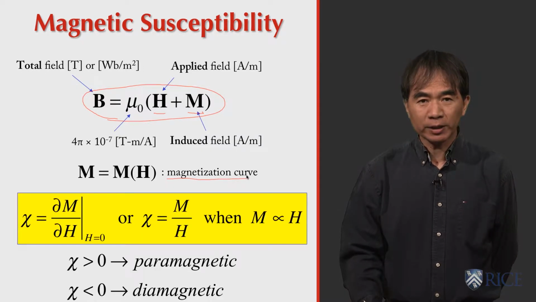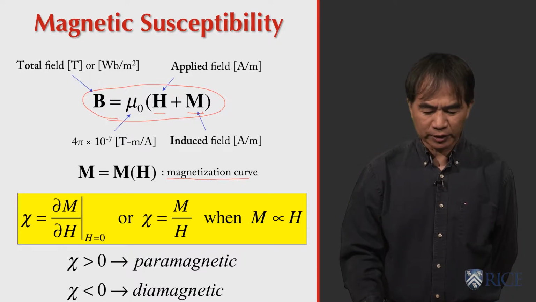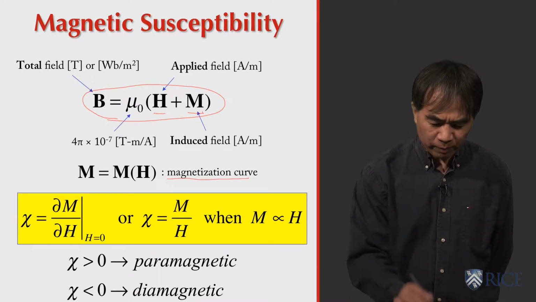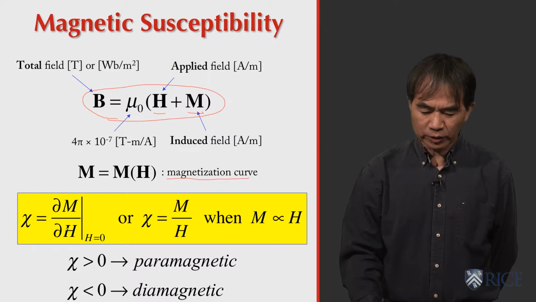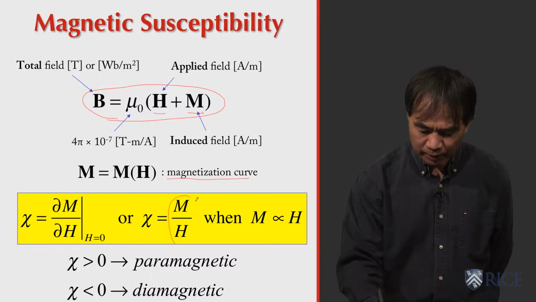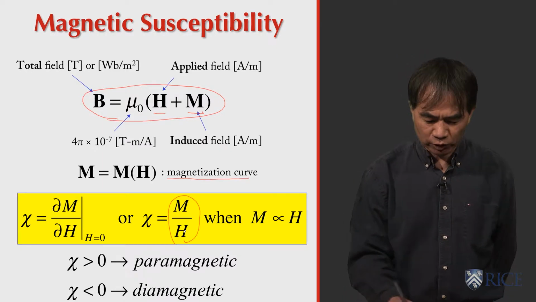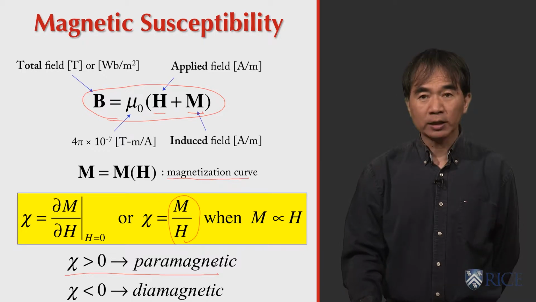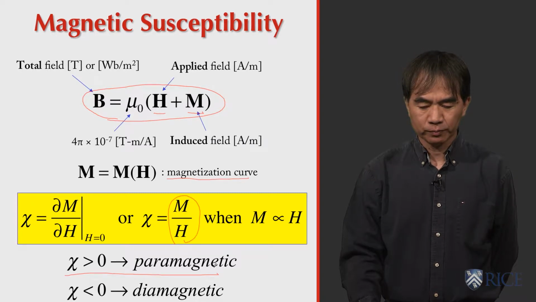And then the susceptibility is the concept we use to detect the response of a material to an external influence of a magnetic field. At H equals 0, susceptibility is defined as the derivative of M versus the derivative of H. And when M is linear in H, then susceptibility will simply be M divided by H. So in the case of paramagnetism, susceptibility is larger than 0. And in the case of diamagnetism, chi is actually less than 0. Let me explain more what that actually means in the next slide.